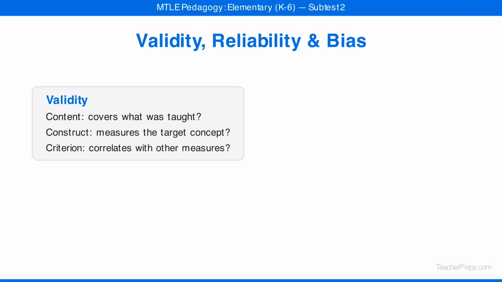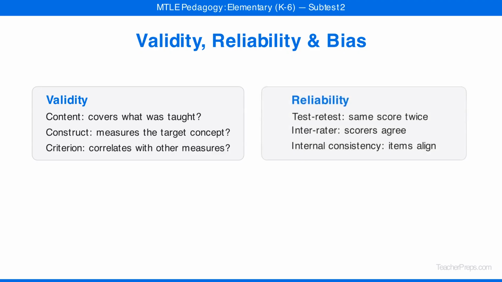Validity means the assessment measures what it claims to measure. Content validity asks, does the test cover the content that was taught? Construct validity asks, does the test actually measure the concept it targets? Criterion validity asks, do the test scores correlate with other measures of the same skill? Here's a concrete example. A math test that includes reading-heavy word problems may lack validity for measuring math skills in English language learners, because it's really testing reading ability, not math ability.